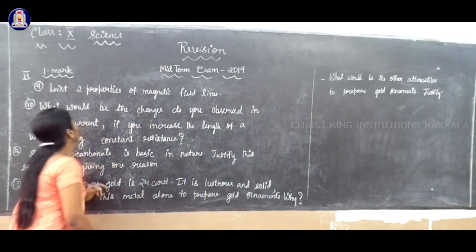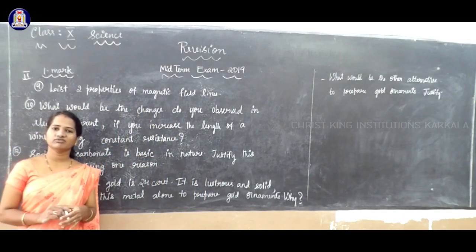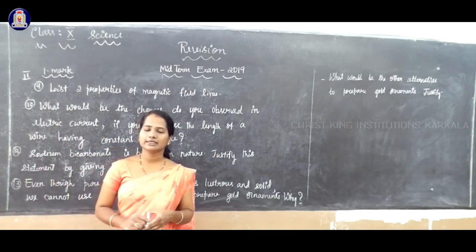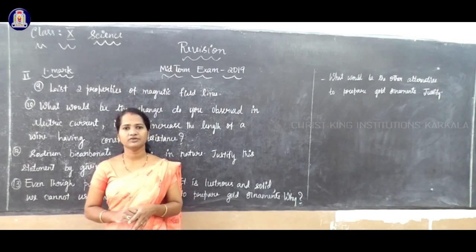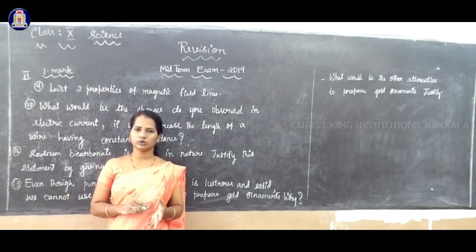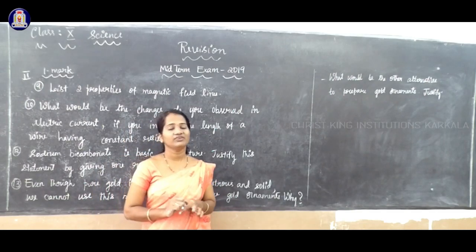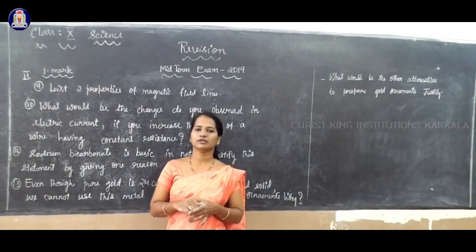Next question. List two properties of magnetic field lines. I have given 4 properties of magnetic field lines in your notebook. Magnetic field lines do not cross each other. Outside the magnet, they travel from north to south pole. Inside the magnet, south to north pole. The magnetic field strength is maximum near the polar region or near the poles.